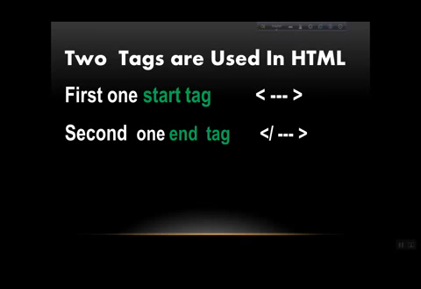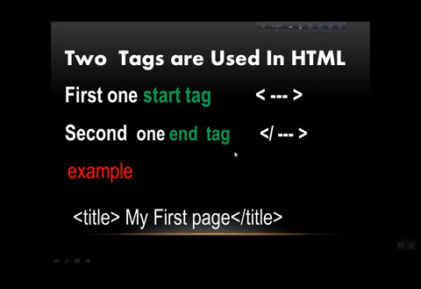The start tag is used with the angle bracket symbol. Inside the start tag, write the name of the element, and in the end tag also write the name of the element. Therefore, this is the start tag and this is the end tag. How do we write a tag? A simple tag: title. This is the start tag, and this is our end tag. And inside the element, write my first page.